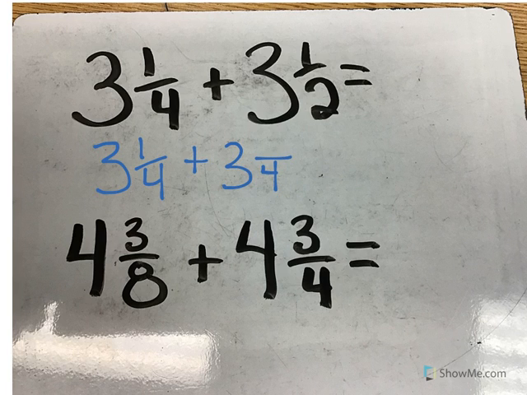How did I go from 2 to 4? Times 2. Whatever you do to the bottom, you do to the top. And 1 times 2 is 2. Once I'm at this point, I have a common denominator, so I add my whole numbers first.